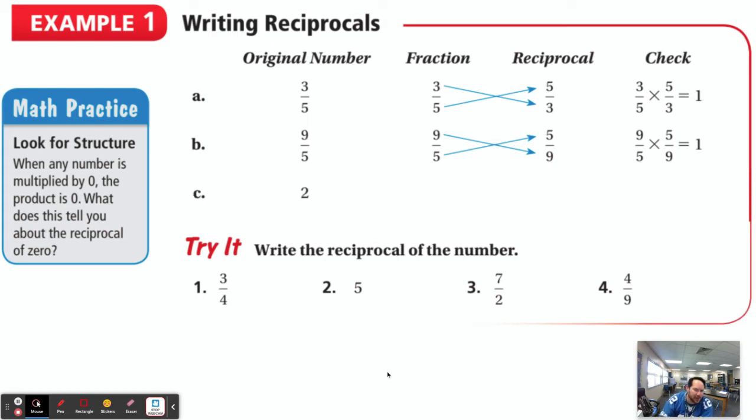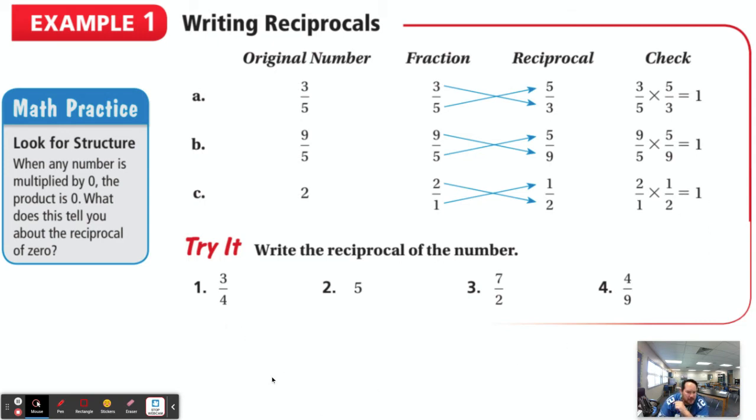All right, this one's a little trickier. Try this one. What's the reciprocal of 2? Okay, so you can write 2 as a fraction, 2 over 1. You just turn it into a fraction by putting a 1 under it. Flip it over, it's 1/2. And 2 times 1/2 is indeed 1.